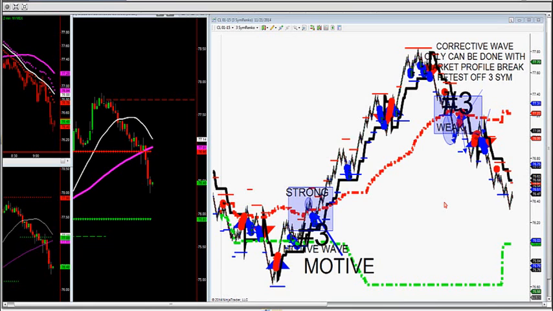Yes, you move your stops. I'll get into order management in a second. That's how you do it.